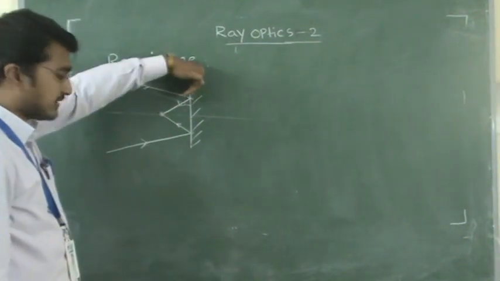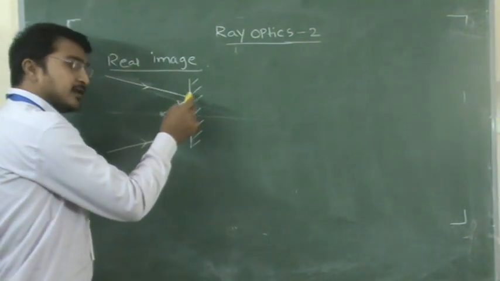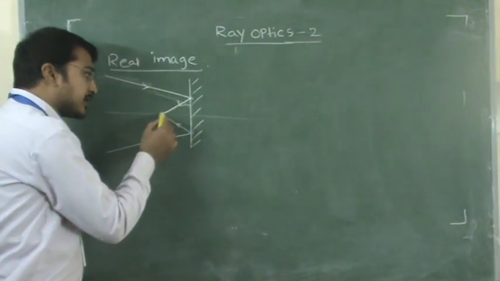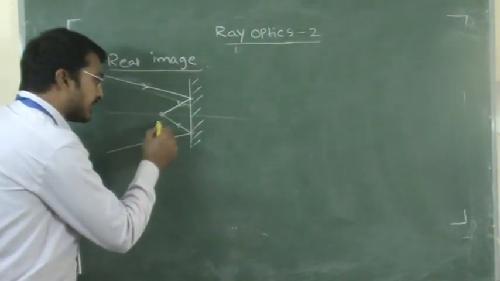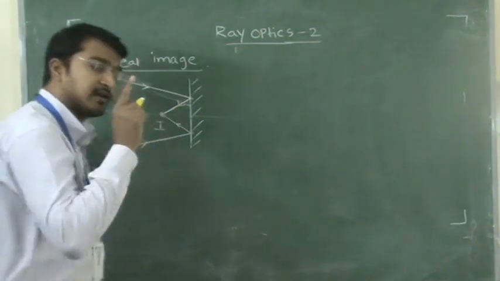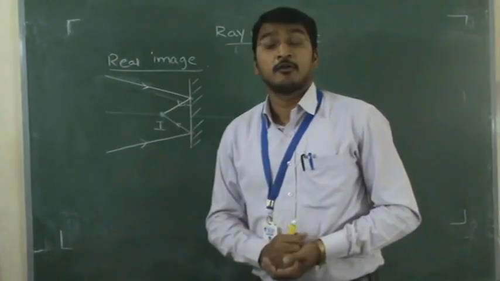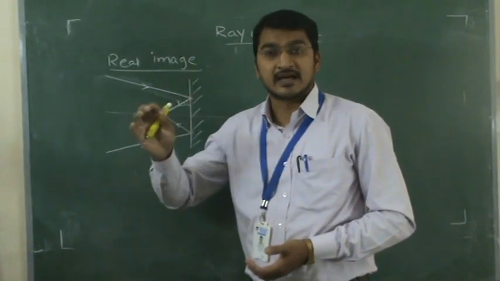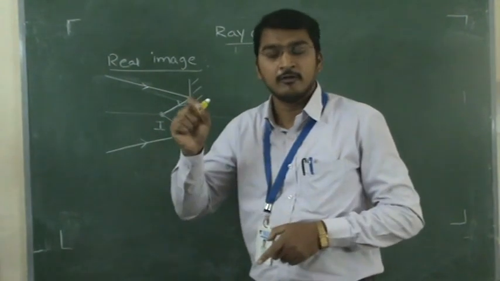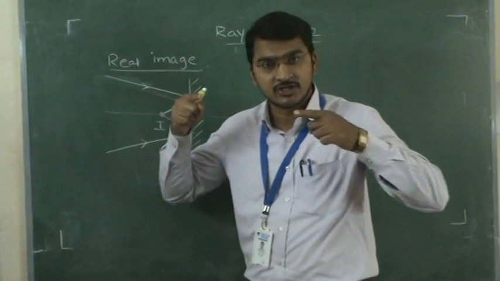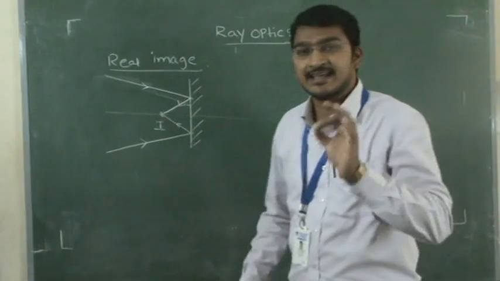Real incident rays, real reflected rays. So actually the rays are coming from the real object, and the reflected rays are meeting at a particular point. This is called the intersecting point. We indicate it as I. Now the definition of real image: it is a point where the reflected rays actually meet. This point we call as real image.